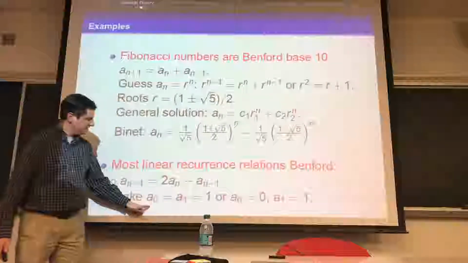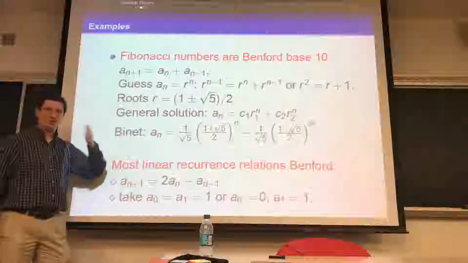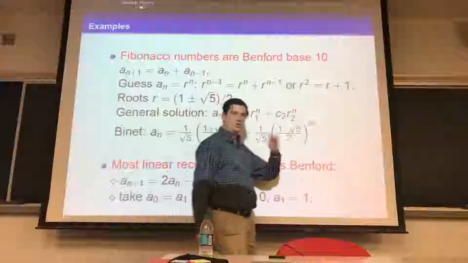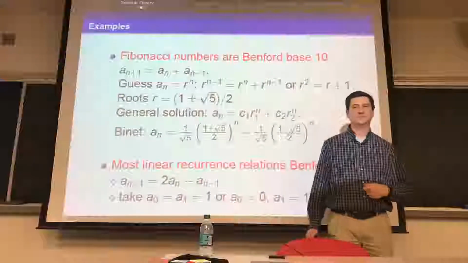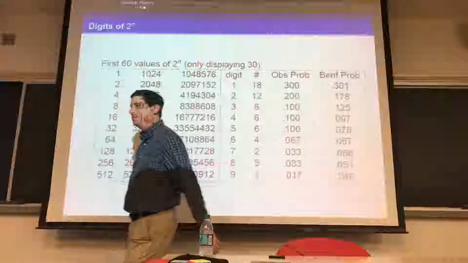So if you take a0 equals a1 equals 1, you get every term in the sequence is 1. So it's 1, 1, 1, 1, 1, 1, 1. If you take a0 equals 0 and a1 equals 1, you get 1, 2, 3, 4, 5, 6, 7, 8, 9. So there are some cases that will not be Benford, but most cases will be Benford.